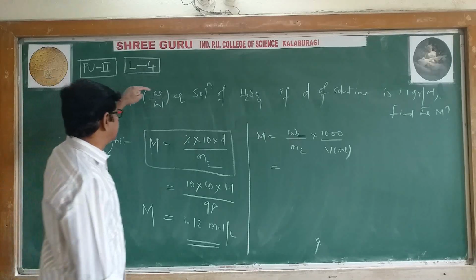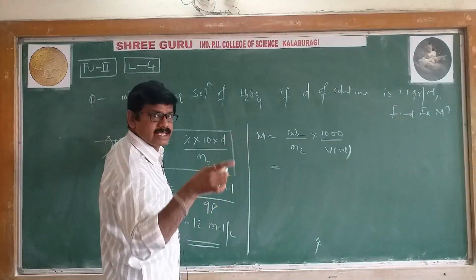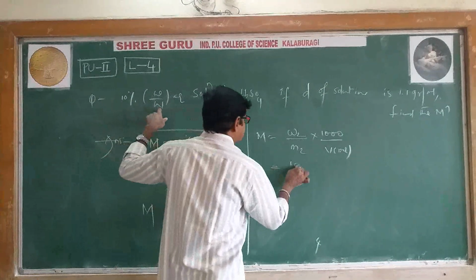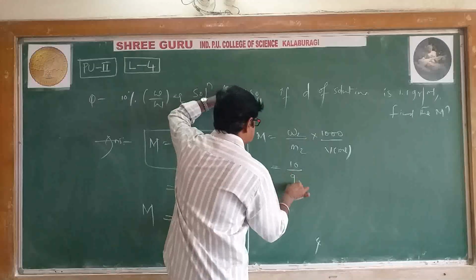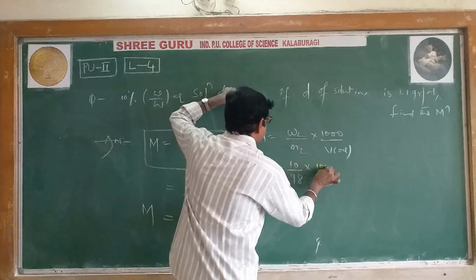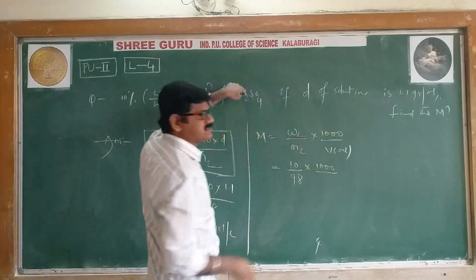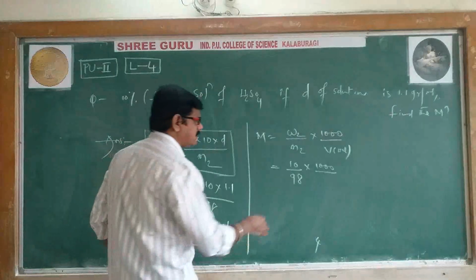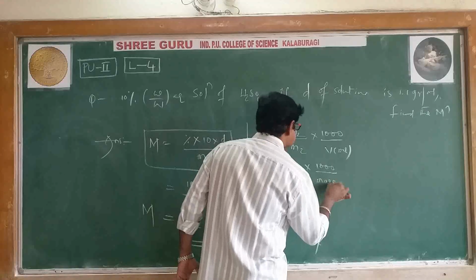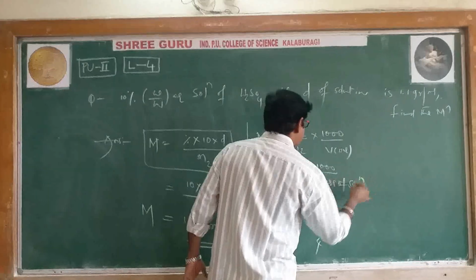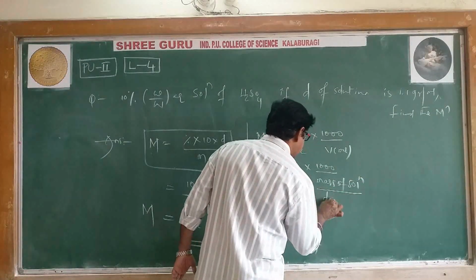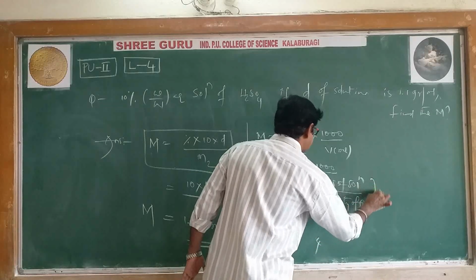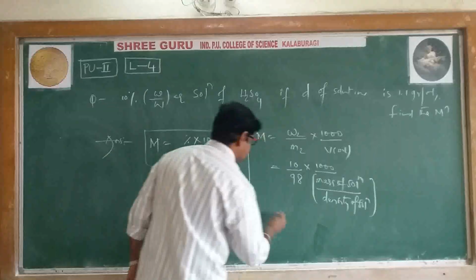10% is nothing but 10 grams of solute in 100 grams of solution. Therefore, 10 divided by H2SO4 98 into 1000 divided by volume of solution. Again, volume is not there. Instead of volume, mass is there. Therefore, mass of solution divided by density of solution is nothing but a volume. It is a volume term.